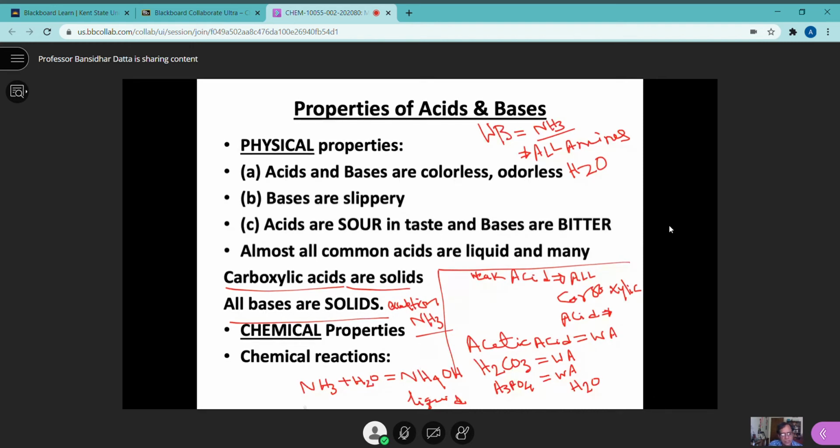Ammonia, NH3, is a gas. That's a gas, right? Once you add water, it makes a liquid, this ammonium hydroxide, and that's a liquid. That's also a base. So these are the exceptions. So remember, in terms of the physical properties.